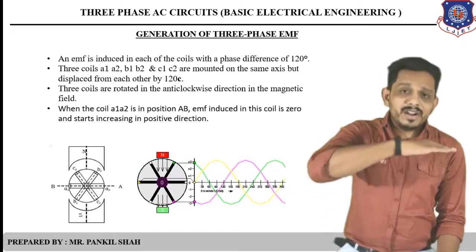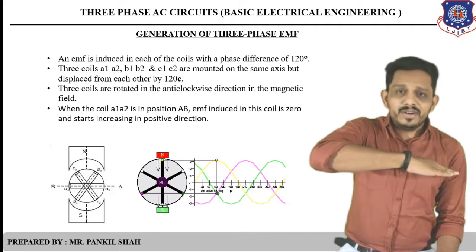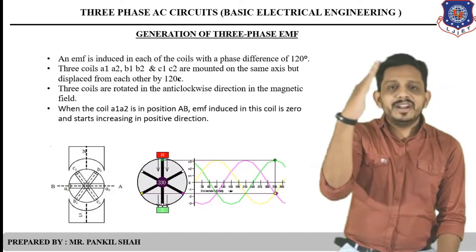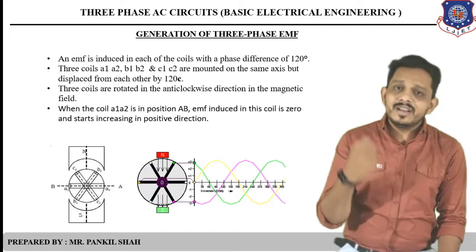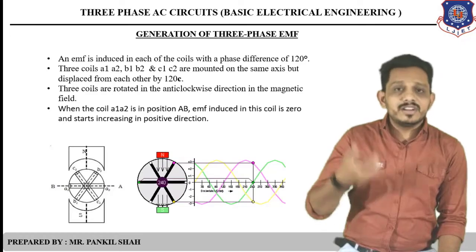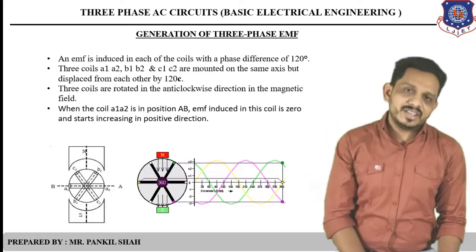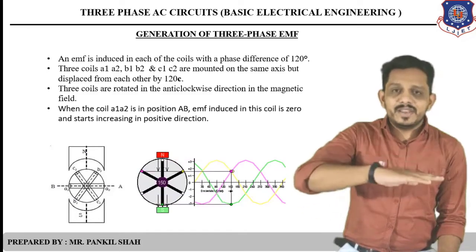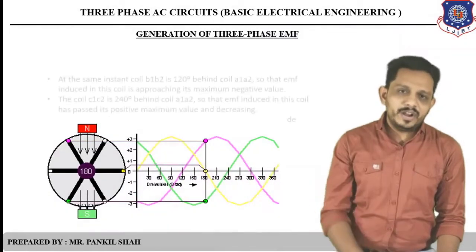and that means zero EMF is induced at this point. But whenever this coil A1, A2 changes its position, or you can say it is rotating in the anti-clockwise direction, then flux will start increasing or decreasing through that coil. So EMF will start increasing. So this was about the first coil. We have taken this A1, A2 as a reference coil.